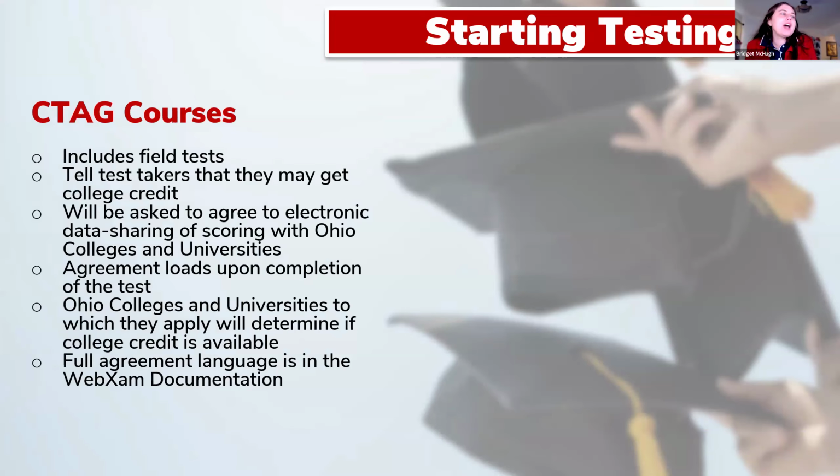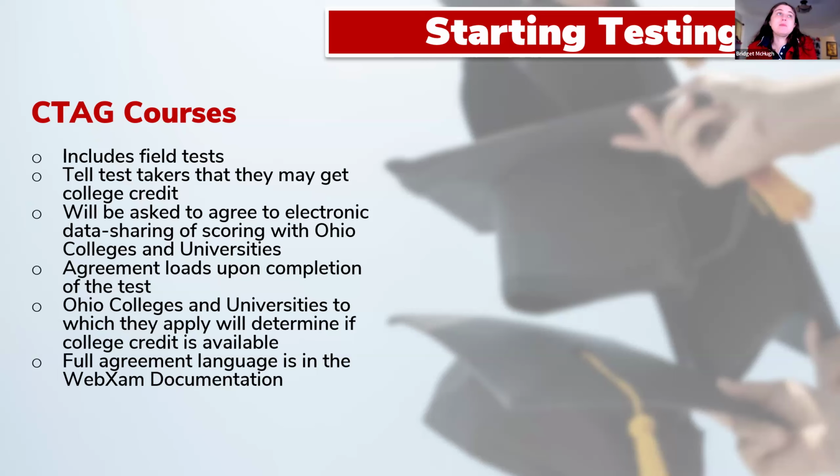we now have to have the students agree to have their scores shared with colleges and universities when it's a CTAG course. Legally, they have to assent to that sharing after each time they take a CTAG course, because we can't share that information with the colleges and universities without their consent. So it's going to be an electronic data sharing of their scores.